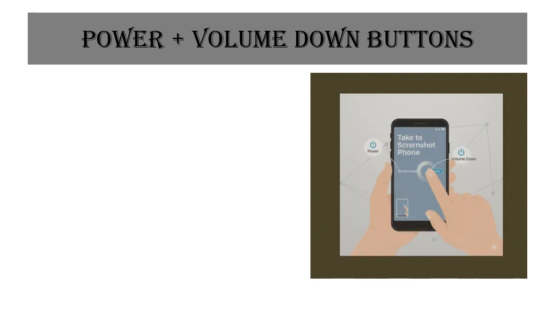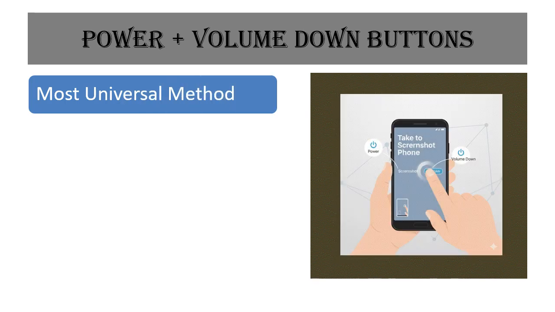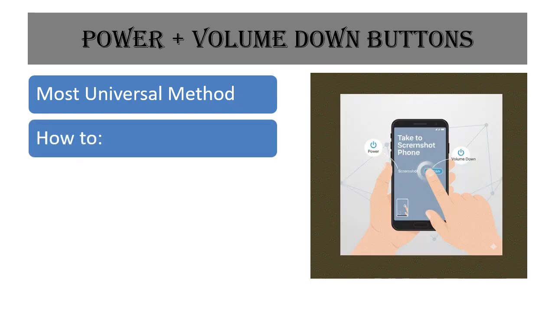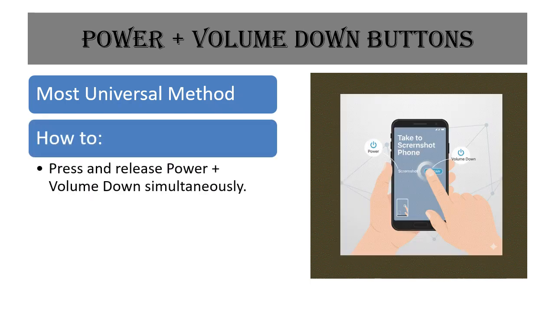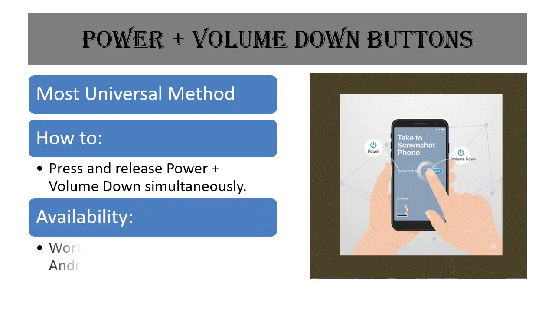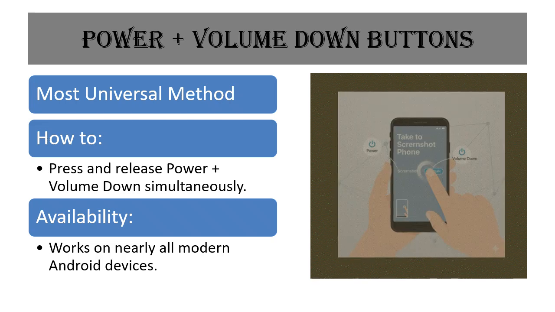Power plus volume down buttons. The most universal method is using the power and volume down buttons together. Simply press and release both buttons simultaneously, and your phone will capture the screen instantly. This works on nearly all modern Android smartphones, regardless of brand.